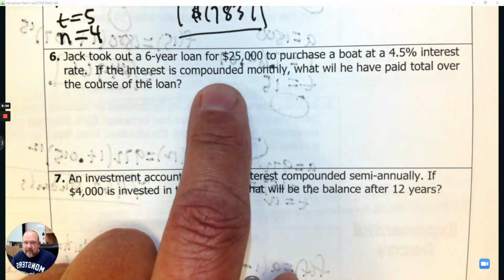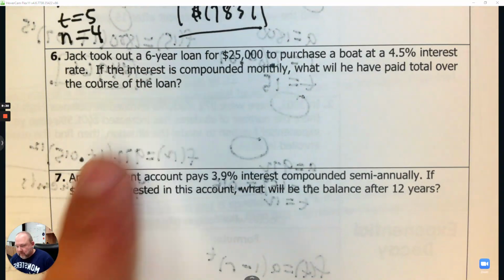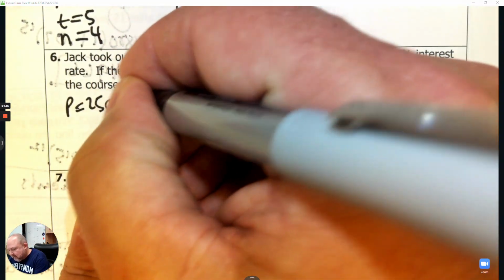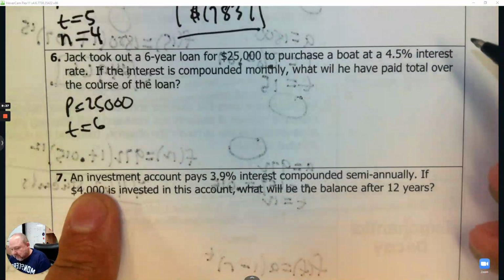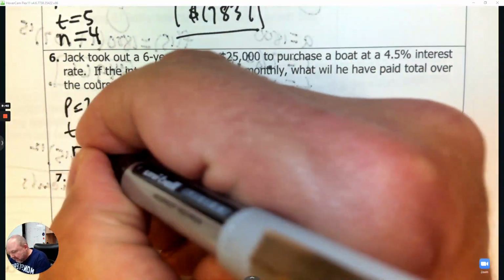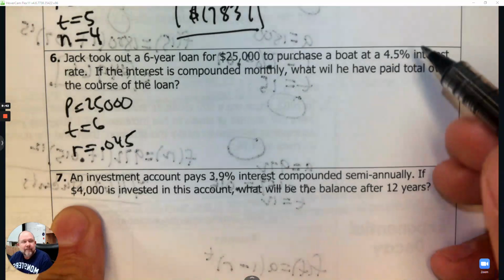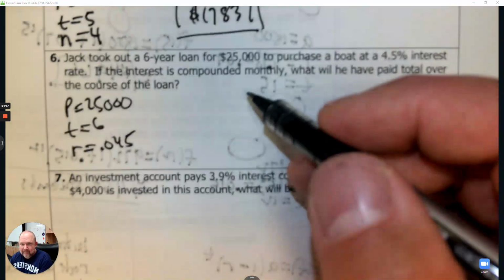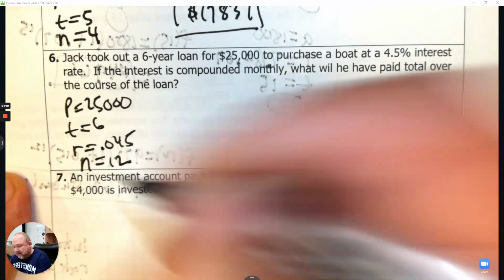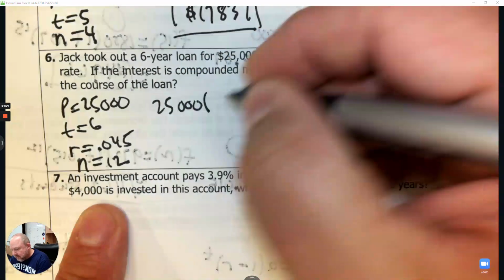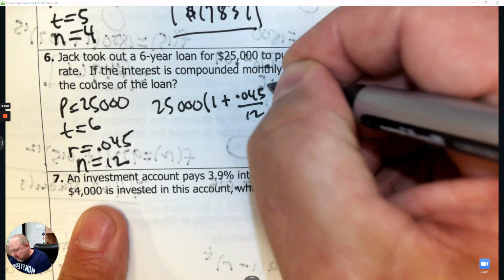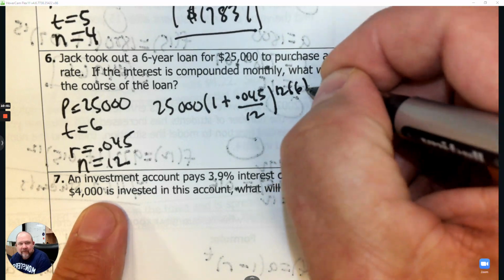Jack took out a 6-year loan for $25,000. So P is $25,000. The time is 6 years. And the interest, as a decimal, is 0.045, by moving the decimal to the left. It's compounded monthly. So how many months are there in a year? If it's compounded monthly, that means 12 times a year. And then use the formula. So 25,000, 1 plus 0.045 divided by 12 to the exponent 12 times 6.